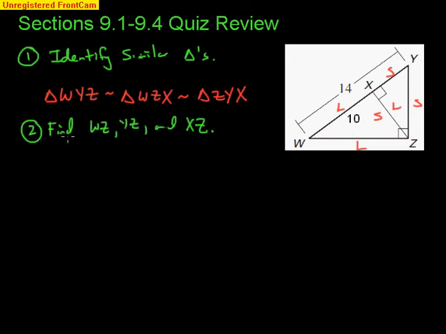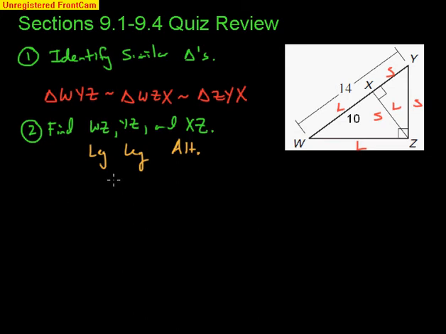Okay, and now we'll pick up a second part. We have to find these three lengths, WZ, YZ, and XZ. Okay, so notice that WZ is a leg, YZ is a leg, and XZ is the altitude. So we have a leg, I'll do this in a different color. We have a leg, and the altitude. Okay, so first let's set up a proportion to find WZ, the leg.